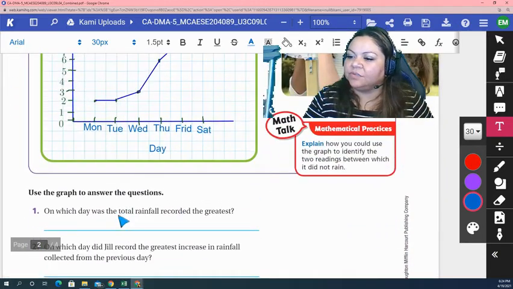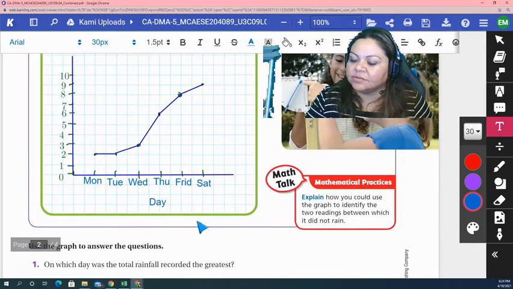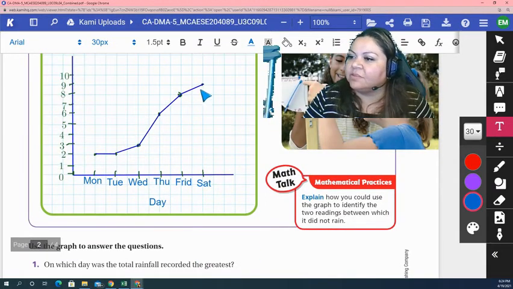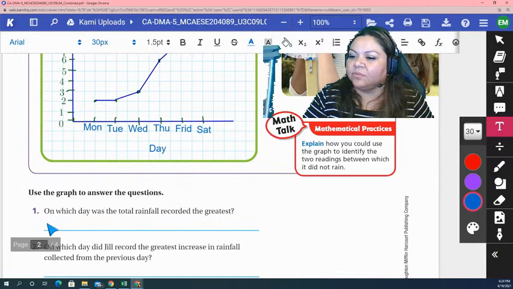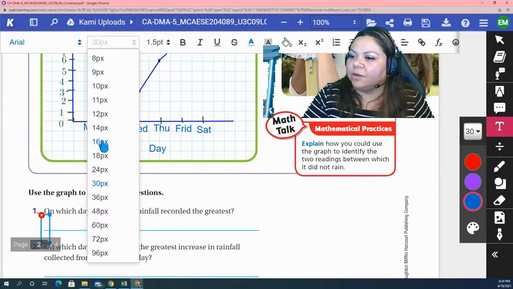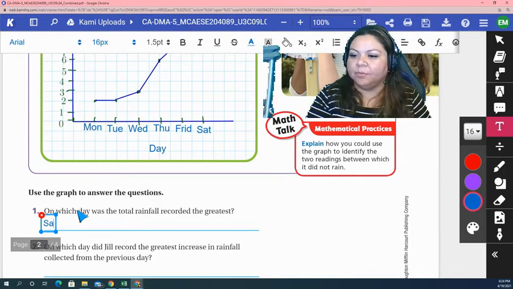So on which days was the total rainfall recorded the greatest? So we see that on Saturday, it was the greatest recorded information. Greatest rainfall recorded. So that will be Saturday.